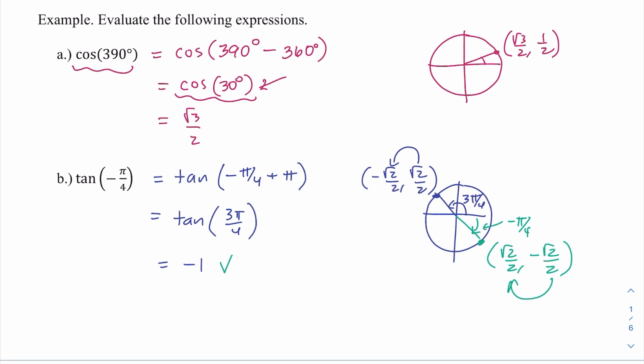So you can use this idea of the periodicity to find these output values. You can also use just finding that place on the unit circle and then using the corresponding point.